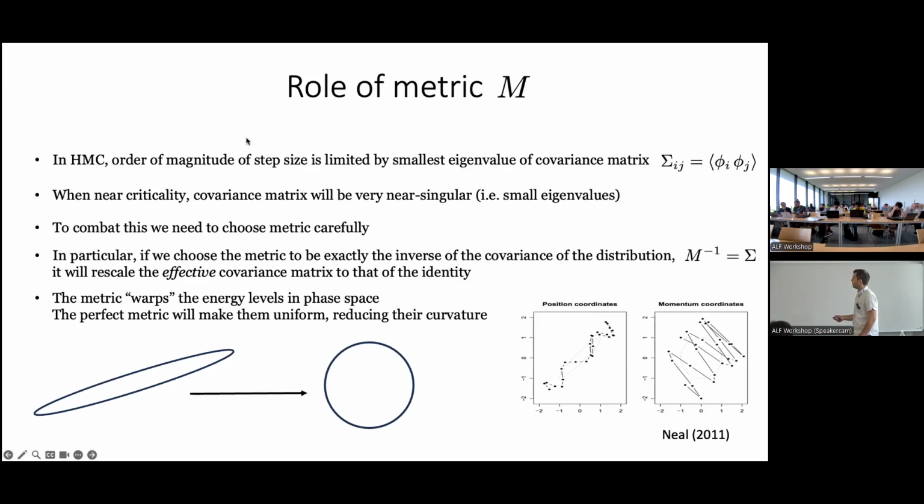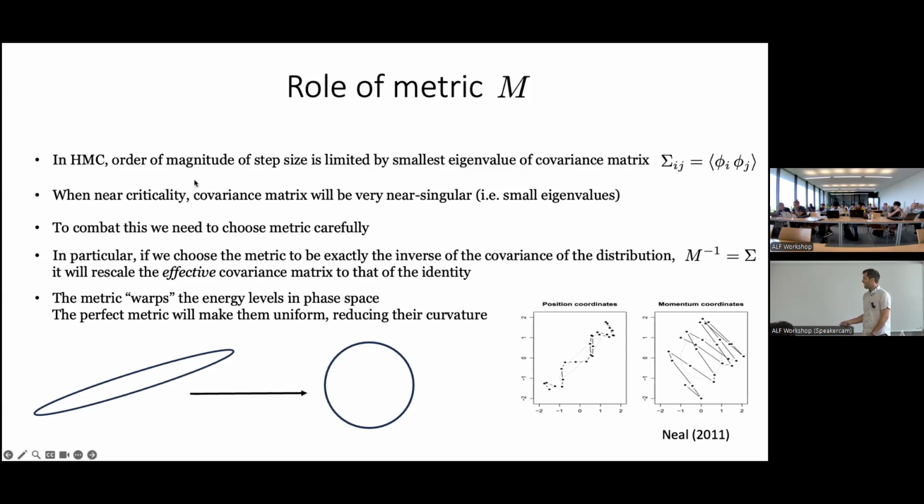And then the last thing is the metric, M. What's the point of the metric? That's the first important thing to understand before you think about why you would need to change it. In HMC, the order of magnitude of the step size is actually limited by the eigenvalue of the covariance matrix of your distribution, phi. If this is extremely poorly conditioned, it has some very, very small eigenvalue, in the normalized version, then compared to 1, you're going to be forced to take very small step sizes.